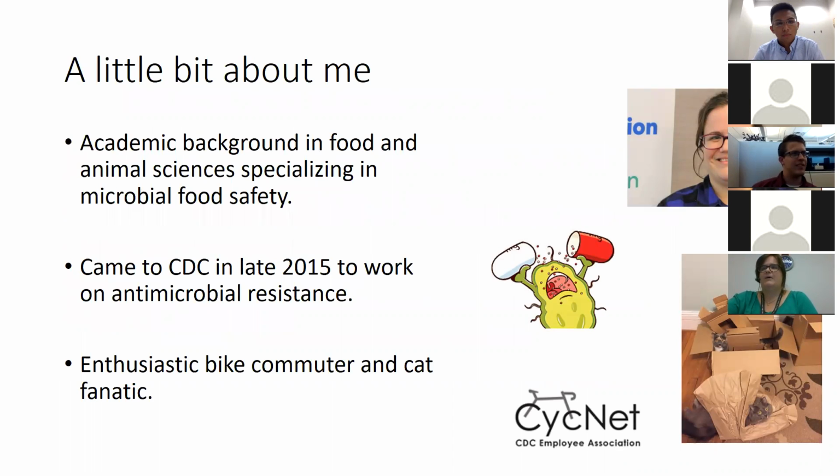So a little bit about me. My background is actually in food and animal science, specializing in microbial food safety. Then I started getting into the bioinformatics space near the end of my PhD, during my postdoc, and during my time at CDC. I've been at CDC for a little over 3 years. I came in late 2015 to work on antimicrobial resistance in enteric pathogens. And fun fact, I'm an enthusiastic bike commuter and cat fanatic, and those are my two cats, Sigma and Mew.